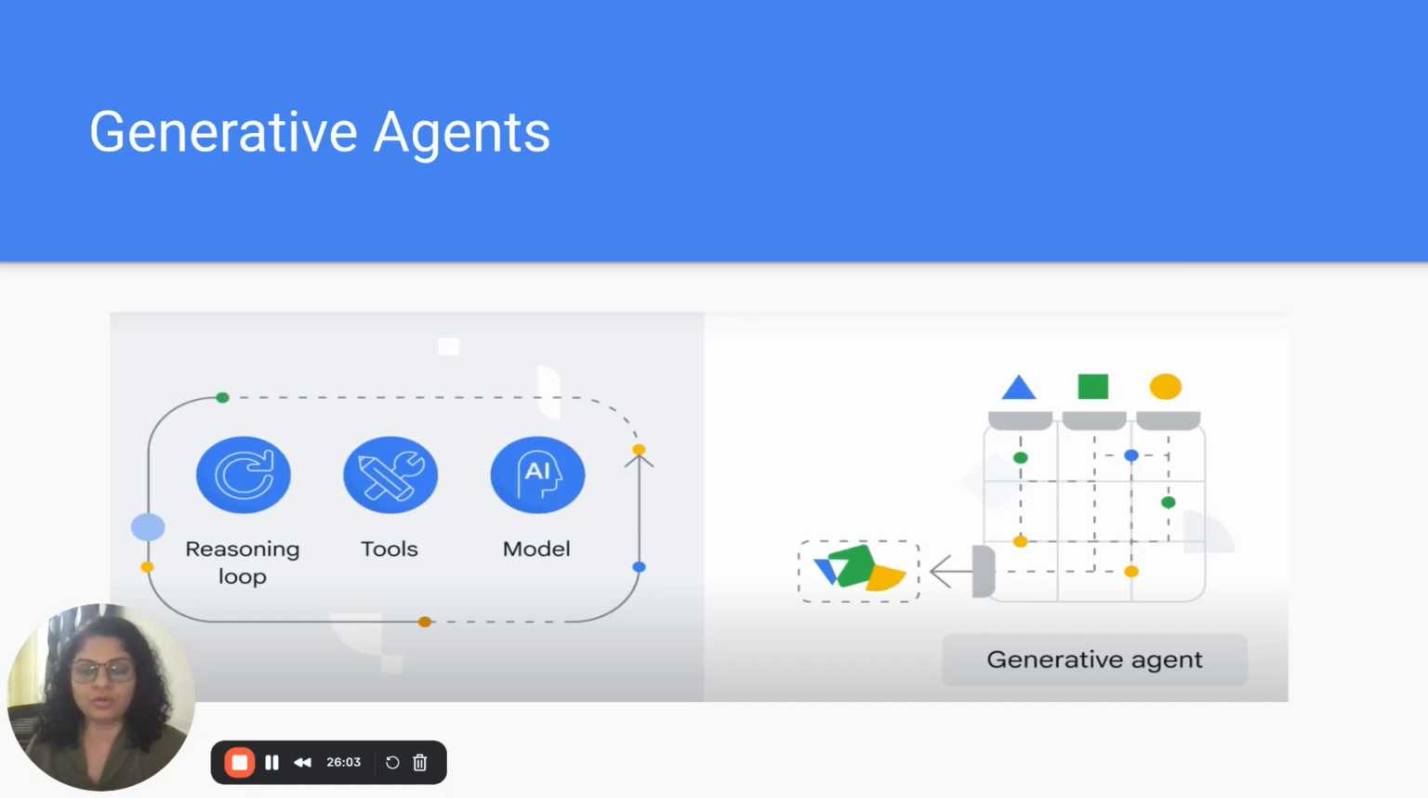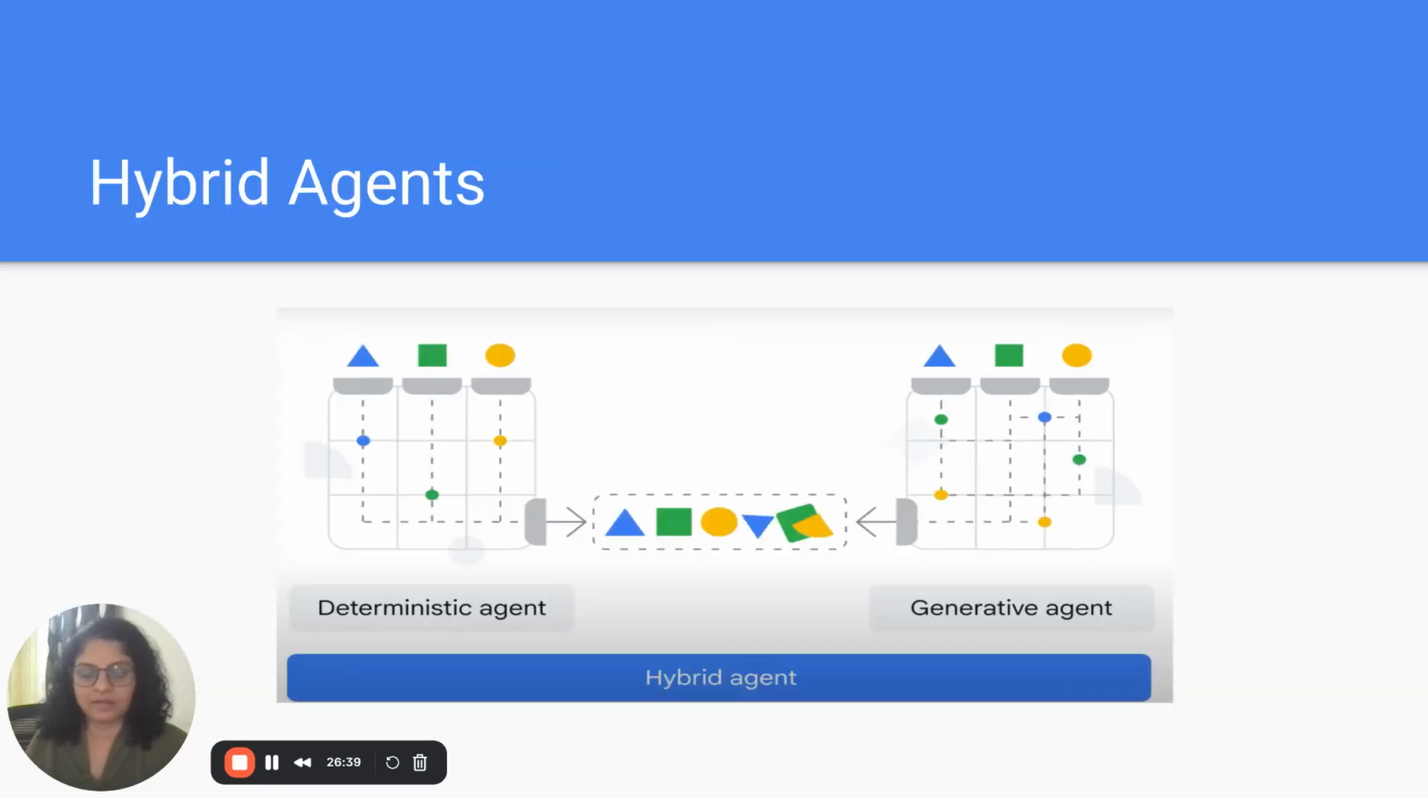Unlike the workflow-based approach, it is not just a reasoning loop or the workflows we discussed. Generative agents come with reasoning loops, tools, and an AI model. This is why AI agents are more powerful and more usable in today's world than normal workflows or deterministic agents. So when you say all the agents nowadays are AI agents, then I'll say no, it's not. Most of the agents nowadays are hybrid, because they are deterministic as well as generative agents.